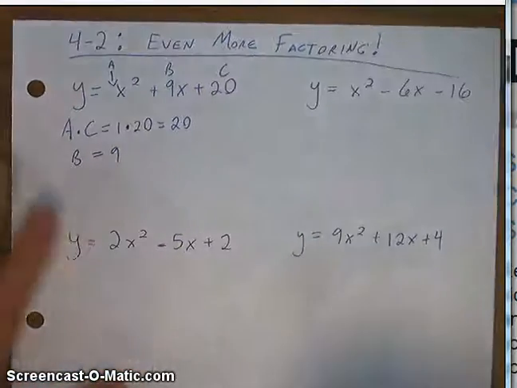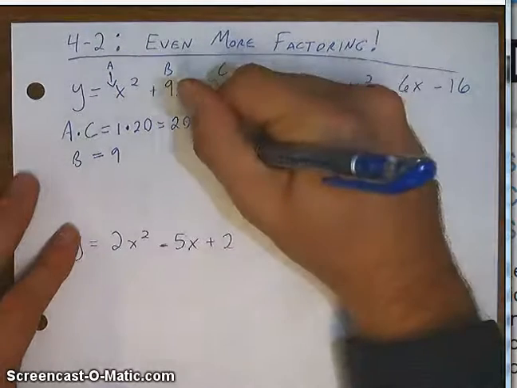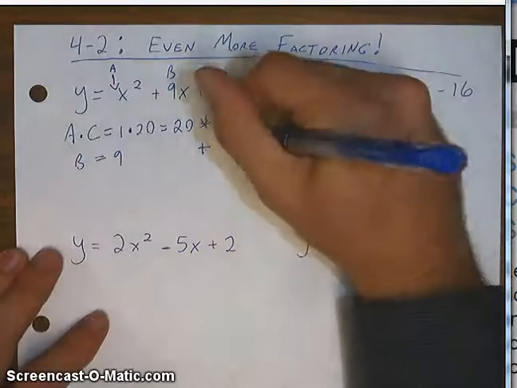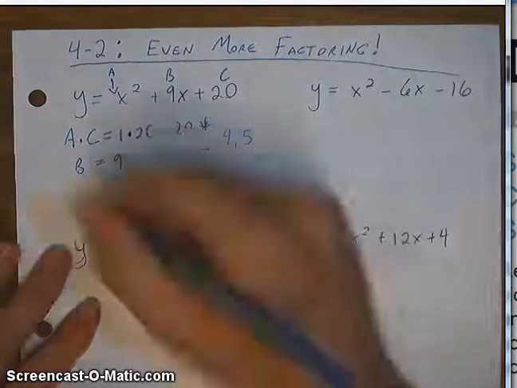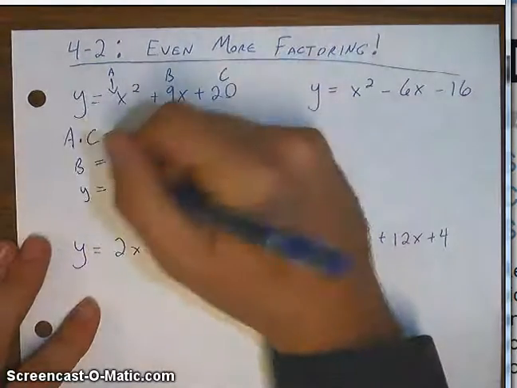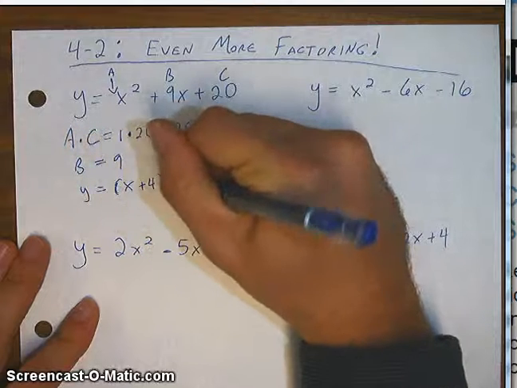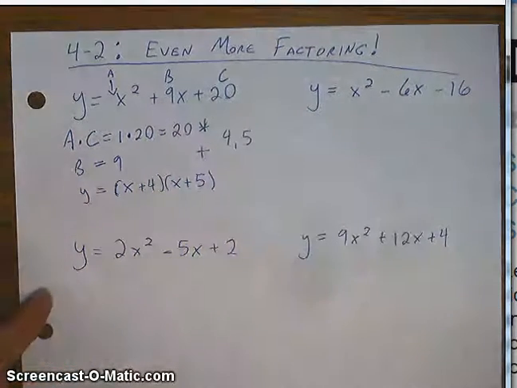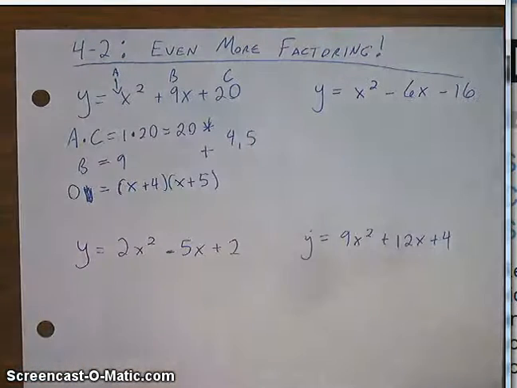So we're looking for two numbers that multiply to 20 but also add to 9. So two factors of 20 that add to 9. The numbers that pop in my head are 4 and 5. So when you rewrite this, you're going to write it as y equals x plus 4 times x plus 5. Now to solve it, we need to set it equal to 0, so I'm going to get rid of that y and put a 0 right there.